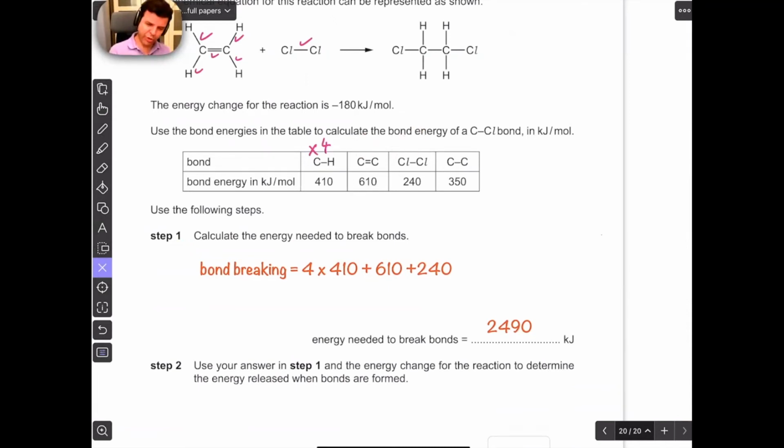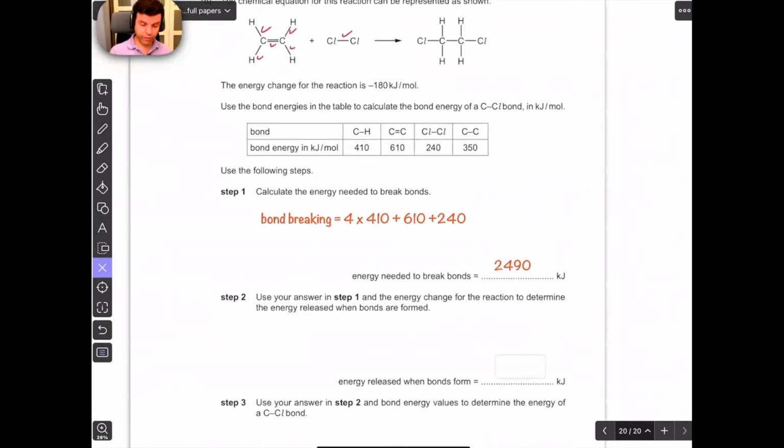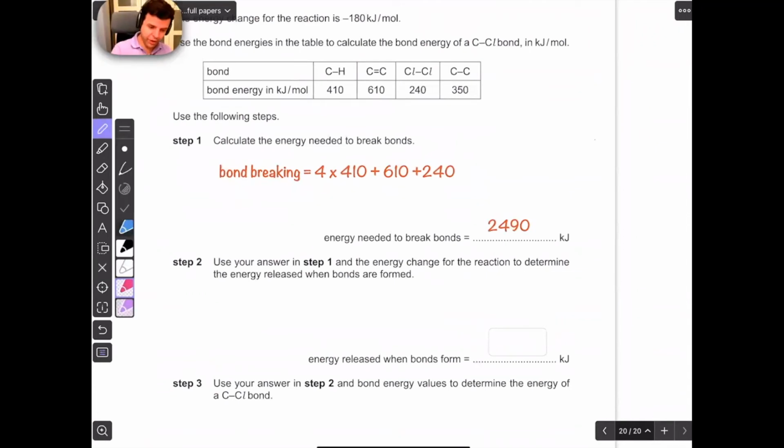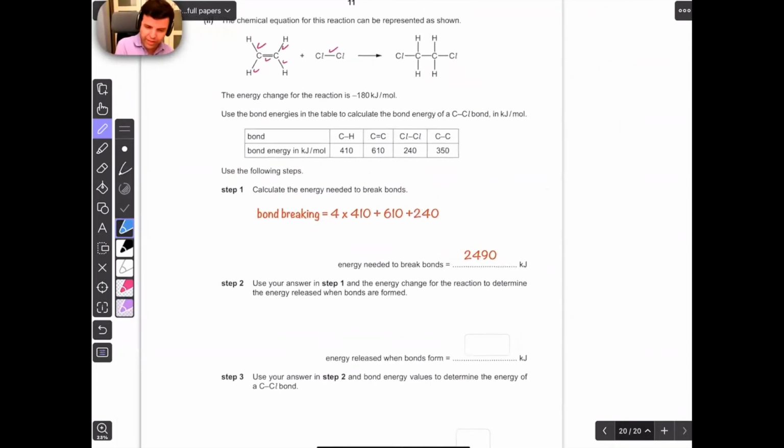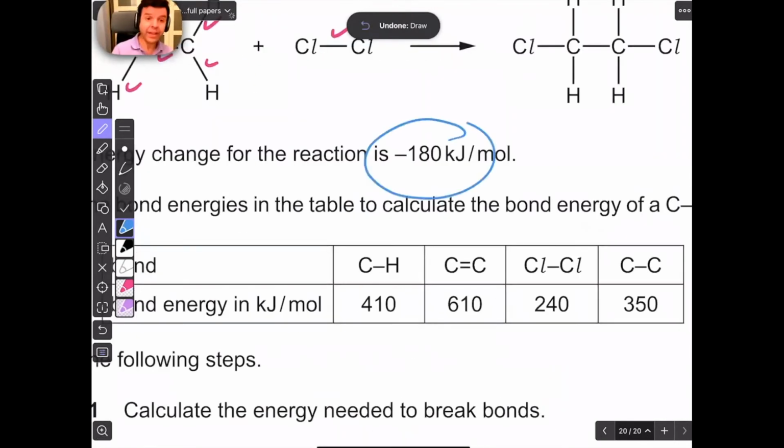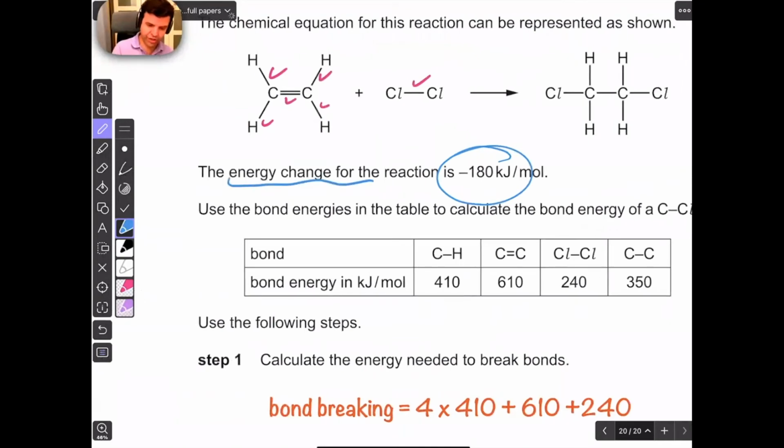So now what am I gonna do? I'm now gonna use the guidance here. Look what it said. It said, use your answer and the energy change for the reaction to determine the energy released when bonds are formed. Where do we actually form bonds? We form bonds in the products, right? So how much is delta H of the entire reaction? I was told it here, right? I was told that delta H, the change of energy for the reaction, is negative 180.